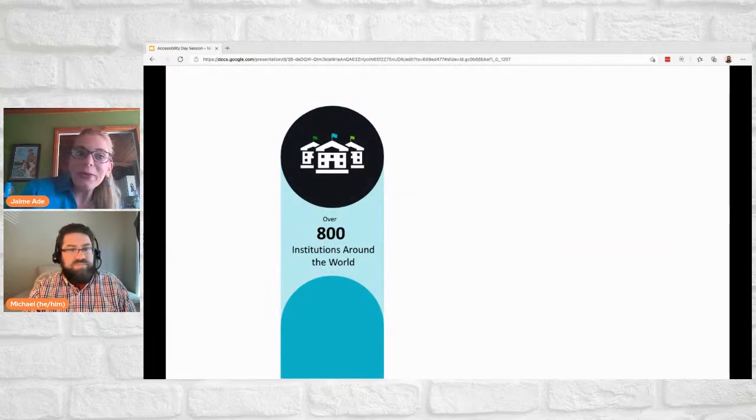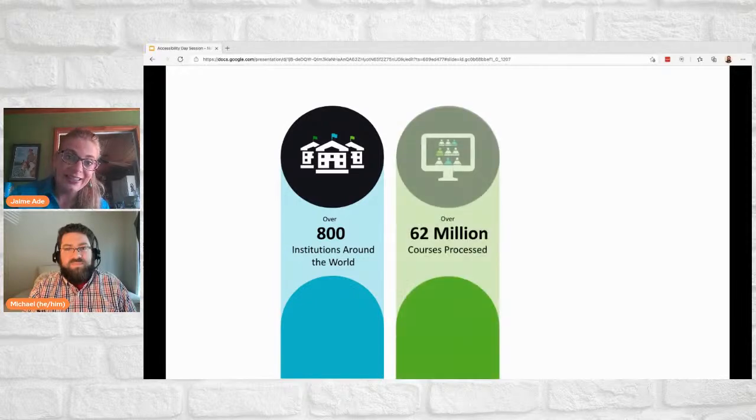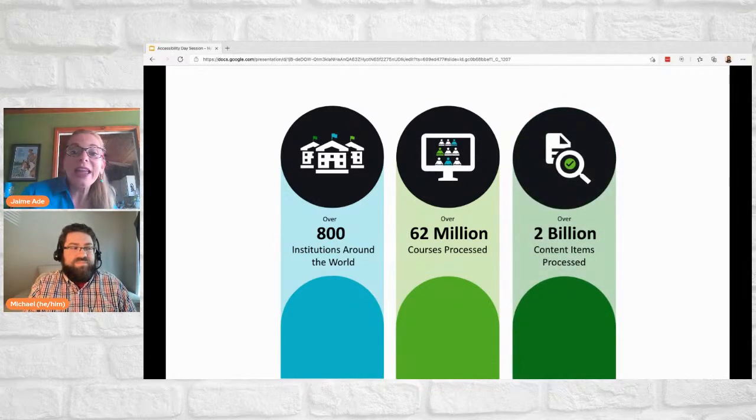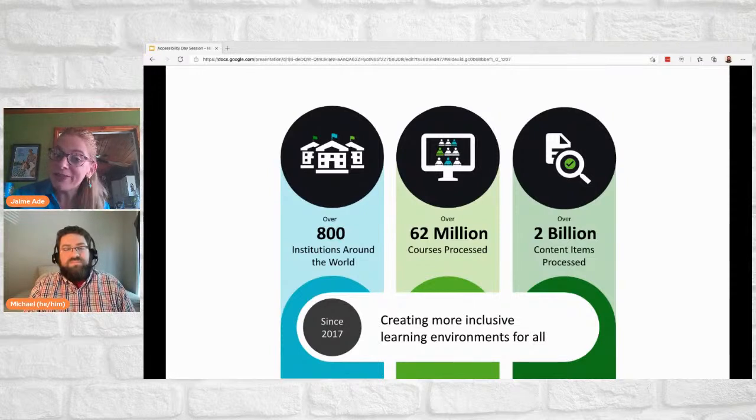Now, just to show you that we really do have proof in the pudding in regards to the power of Ally, it is used in over 800 institutions worldwide. We have 62 million courses processed via Ally, and we have 2 billion, that's billion with a B, folks, that's a lot, 2 billion content items processed with Ally since 2017. So we have been enriching and improving the product for quite a while now to make sure that your environment is inclusive and engaging. And we really want to make sure that everyone has access to your materials. You spend a lot of time on your materials, so the more people that can engage with them, the better.